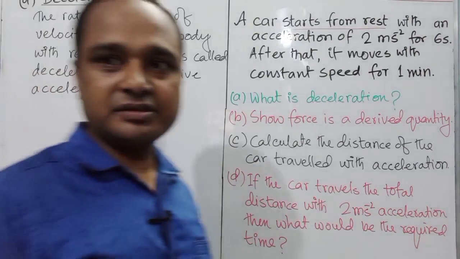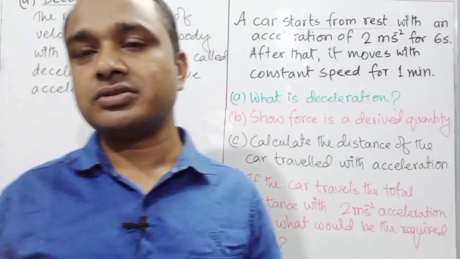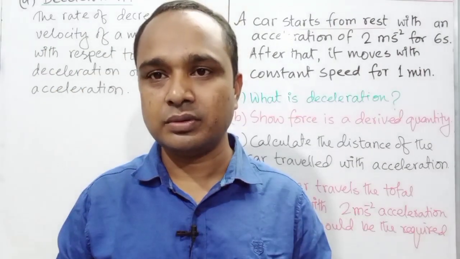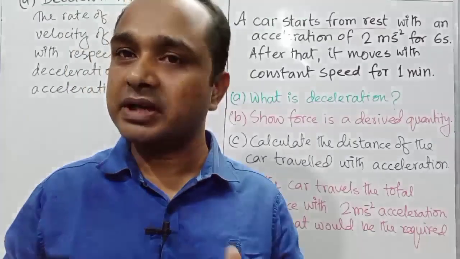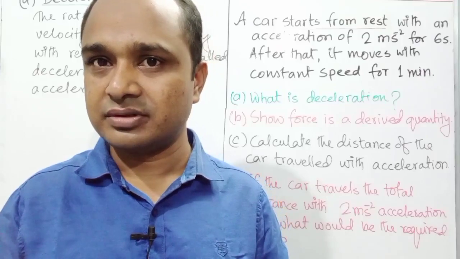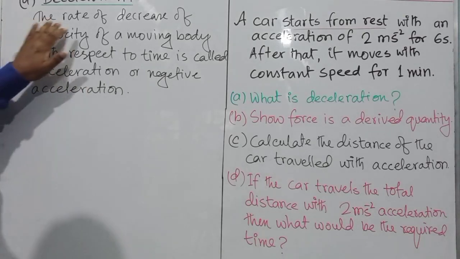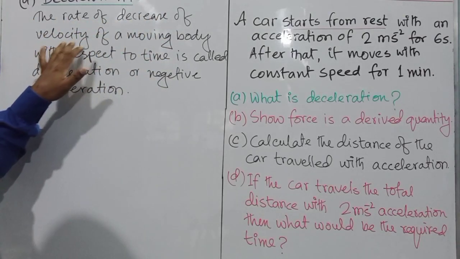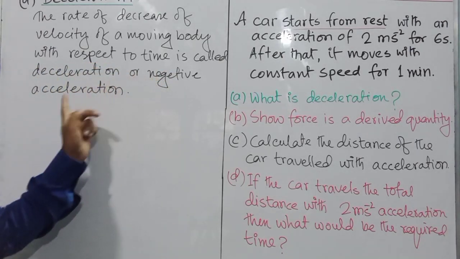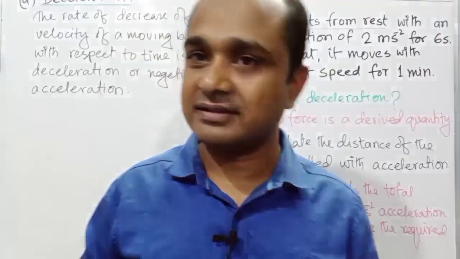Right. Dear students, our first question is what is deceleration? Deceleration is the opposite quantity of acceleration or positive acceleration. We know the rate of change of velocity or the rate of increase of velocity is called acceleration. So what will be in case of deceleration? We can write that the rate of decrease of velocity of a moving body with respect to time is known as deceleration or negative acceleration. Deceleration is also known as negative acceleration, right?